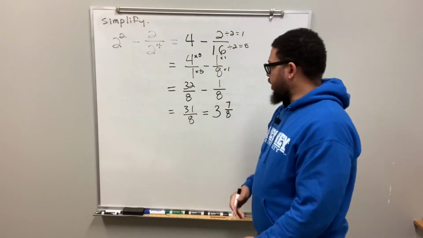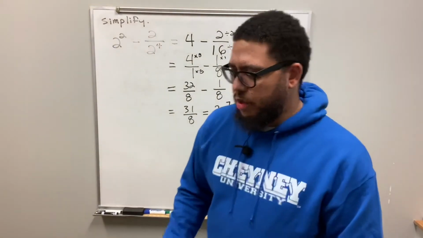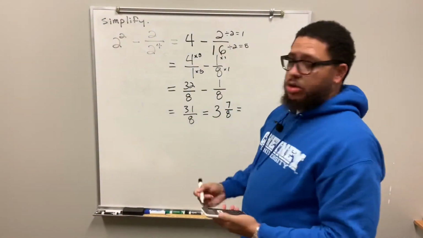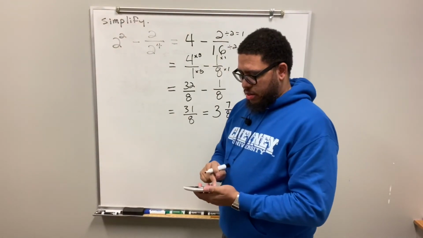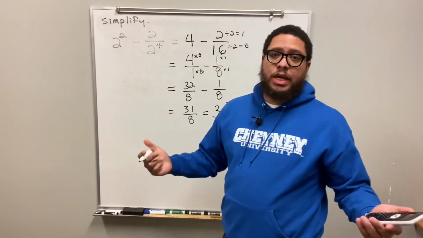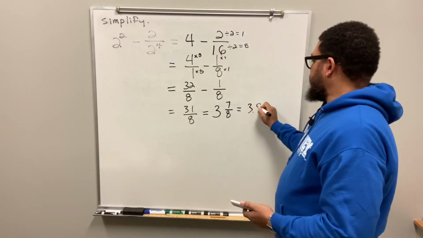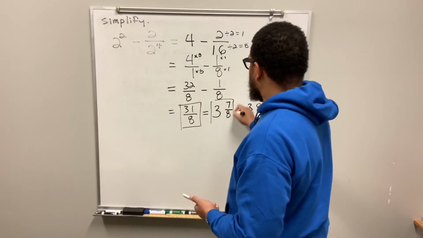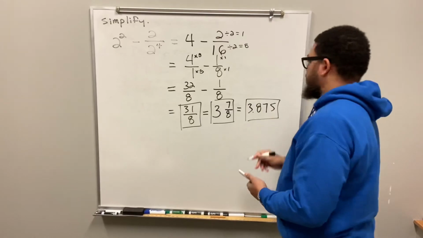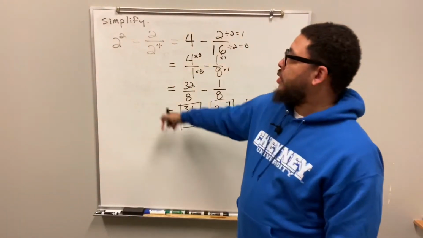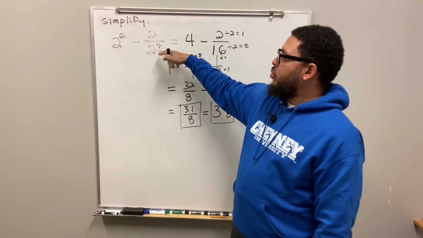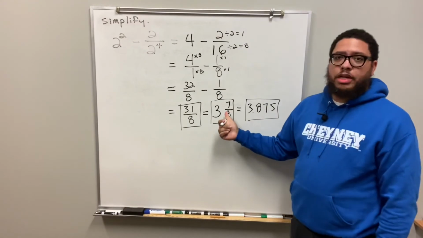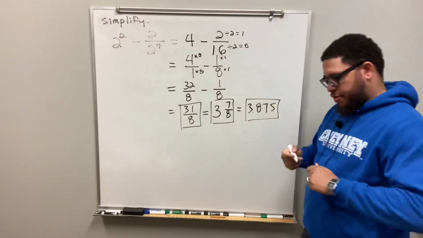All right. If you broke out your calculator and did 31 divided by 8, you can also write this as a decimal. You can do 31 divided by 8, which is 3.875. So that's 3 ways to express the answer to this problem. All right. So 2 to the second power minus 2 divided by 2 to the fourth power is equal to 31/8 or 3 7/8 or 3.875.